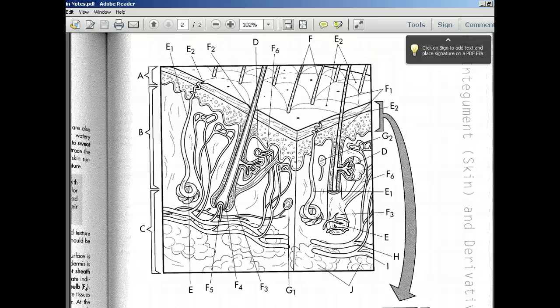Good morning. Today we're going to take a look at the different parts of the skin. To start with, I'm turning on my magical typing thing, and we are going to start with the epidermis. So the epidermis I am going to label in pink.